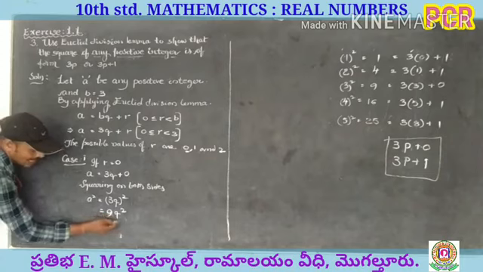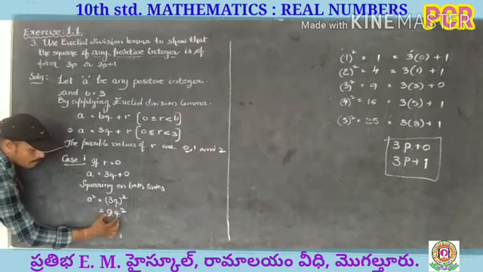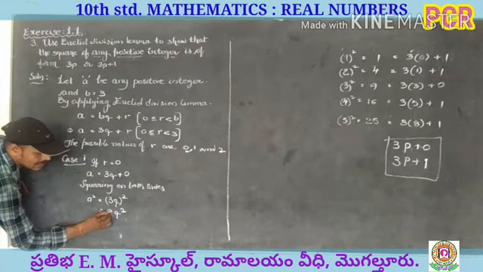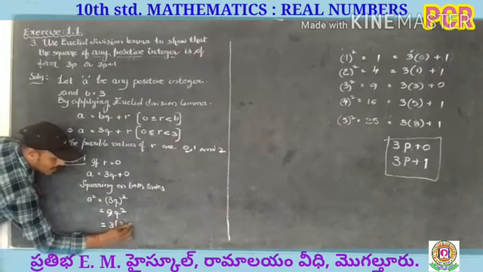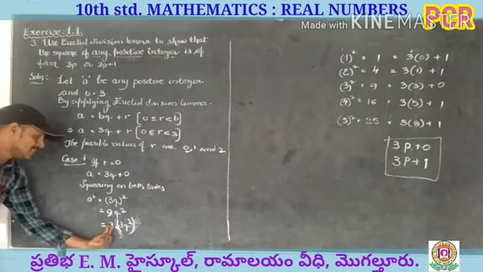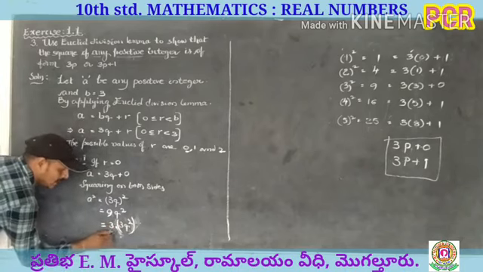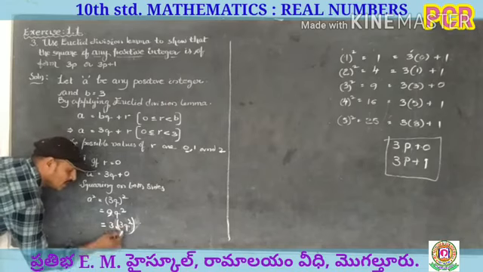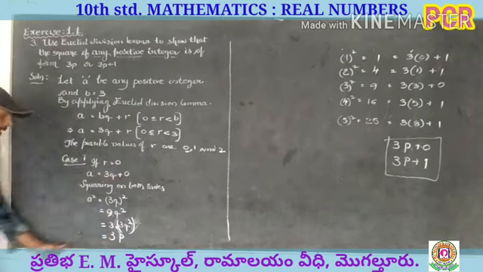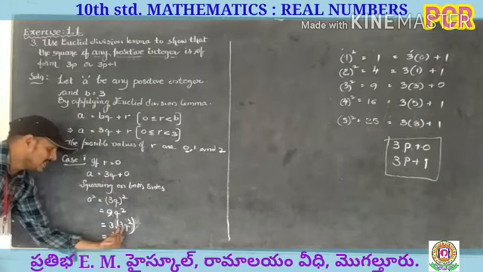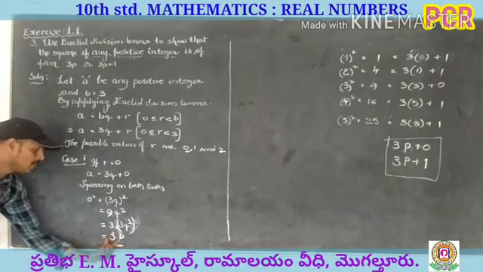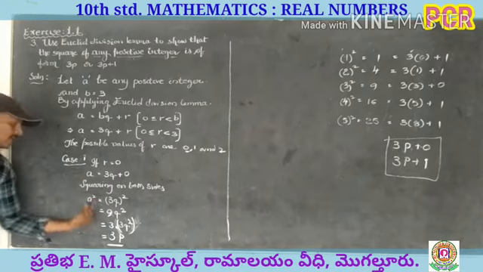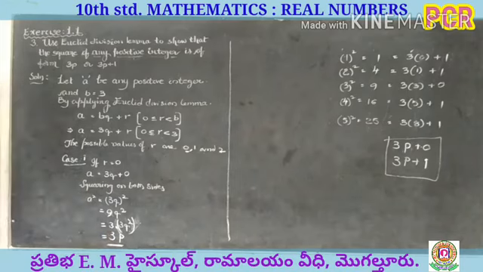That is equal to, we can write it as a multiple of 3. Wait, 9 we can write as 3 into 3. So 3 into 3q square. That means 3 into something here, we can write any number in this place, say 3p. I can write p as 3q square. That implies this is in the form of a multiple of 3. So a square we can write as 3p.